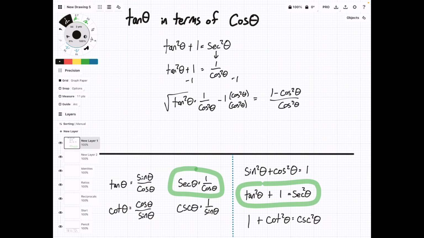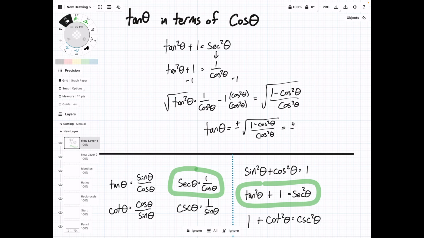And then we can take the square root of both sides. So tangent of theta is equal to plus or minus square root of 1 minus cosine squared theta over cosine squared theta. And we can further simplify this into the square root of 1 minus cosine squared theta over cosine theta.